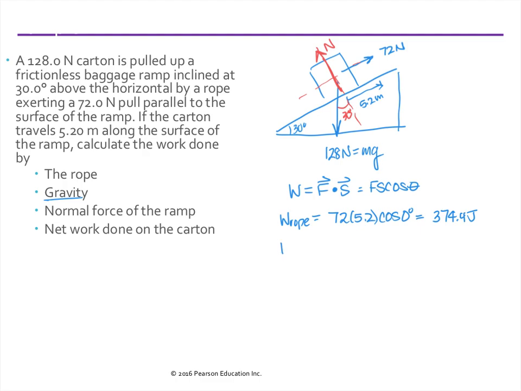Now, because I want to talk a lot about the work done by gravity, I'm going to skip on to the normal force. And here we see that the normal force and the displacement are perpendicular. So it's the normal force times 5.2 times the cosine of 90, which equals 0. If you wanted to do more, we could have looked at forces in the y direction in order to find out how big the normal force is.